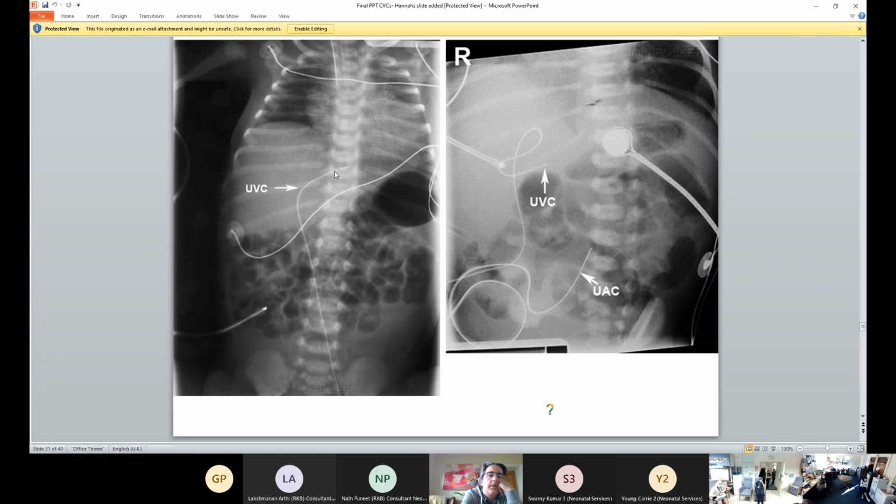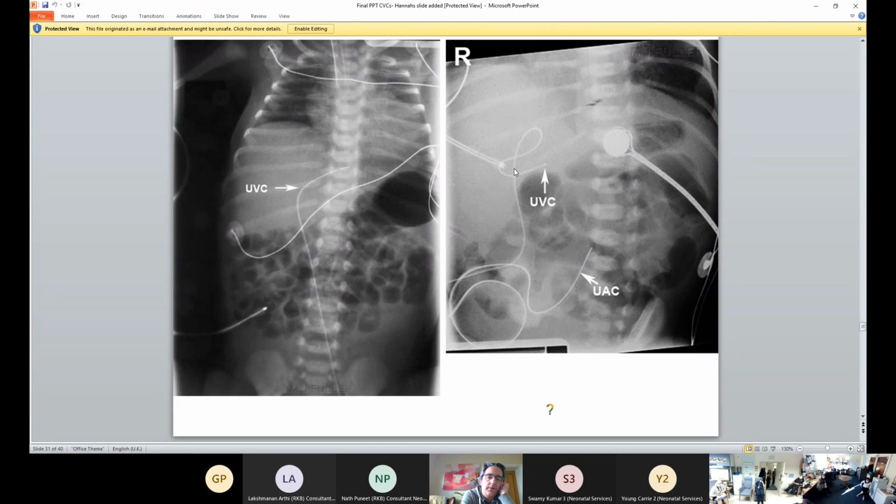Some people manage this situation by pulling the UVC back until it is in a lower, straight position. I would say for a low position, it should be used for a very short period until you either get another UVC inserted or get a long line, because there is a very high risk of extravasation into the liver tissue. This one, the UVC has gone here.